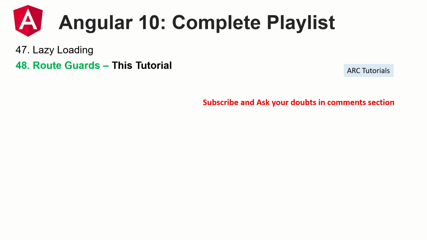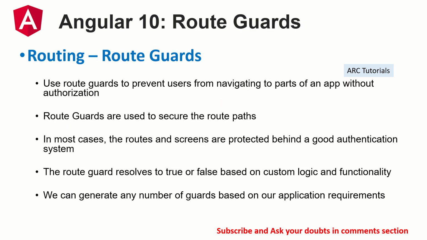That being said, today's topic is route guards. So what is a route guard? Route guards help us to prevent users from navigating to parts of an app without proper authentication, which means there is some custom logic that we will write, and we will check whether the user can access this route, yes or no, based on some logic. Route guards help us to secure the route paths. In most cases, the routes and screens are protected behind a good authentication system. The route guard will always resolve to true or false based on some custom logic.